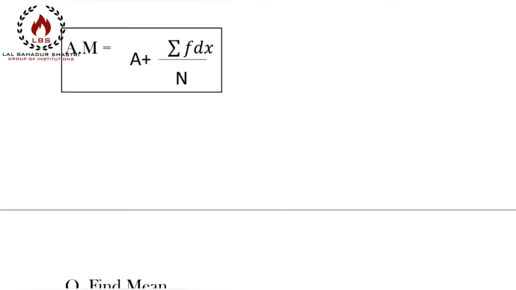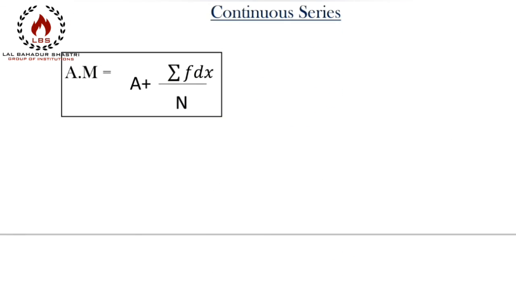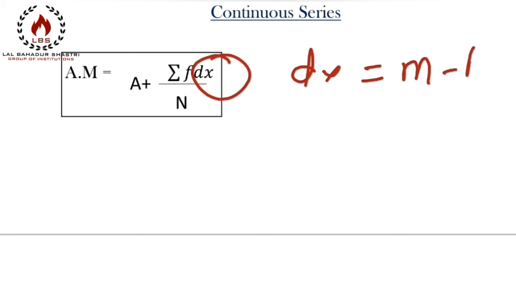Now we have the continuous series. Here there is a little bit of change. See, this dx, in case of a continuous series, the deviation is not x minus a, it is m minus a, because our x is converted into m. x is converted into m. m is what? Mid value.